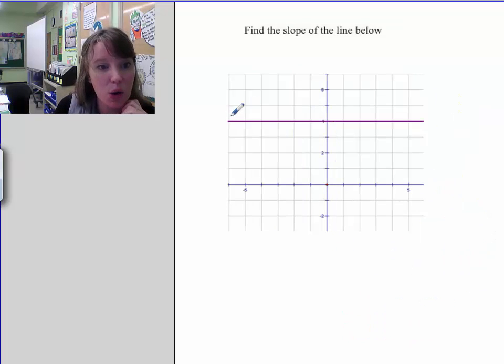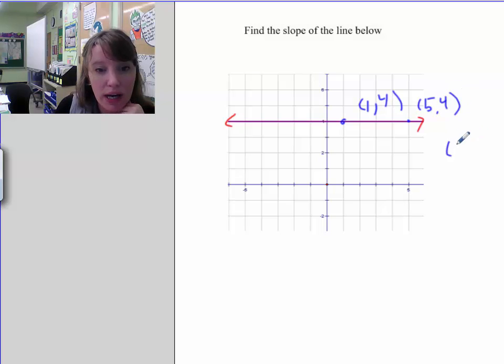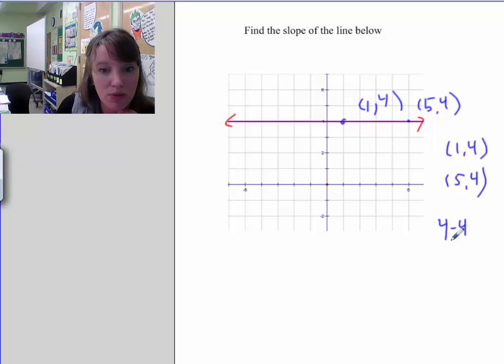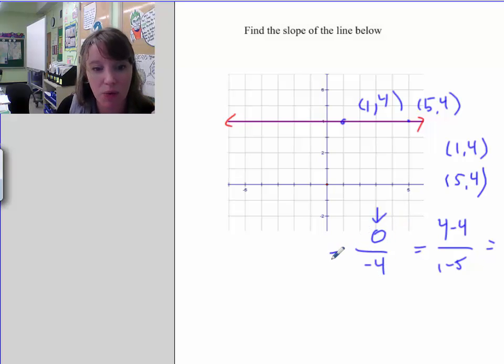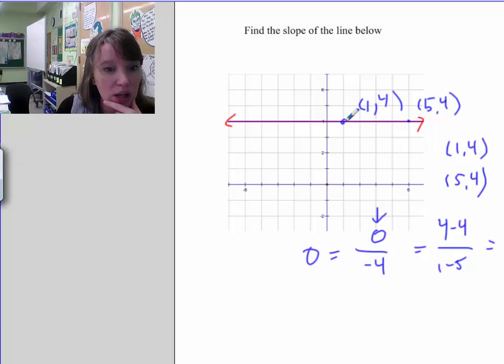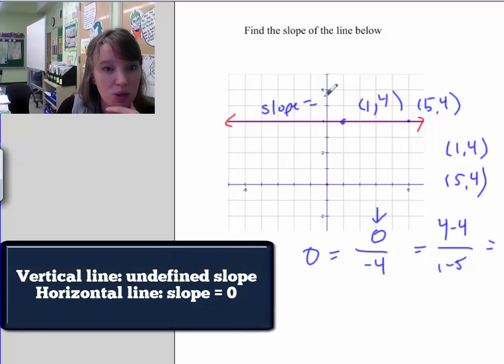Okay, if I find the slope of a horizontal line, I'm going to get something a little different. So right here, this point is 1, comma 4, and this point is 5, comma 4. So if I line them up vertically, 1, 4, and 5, 4, and I use my slope formula, the top is going to be 4 minus 4, and the bottom is going to be 1 minus 5. So it's going to be 0 over negative 4. Well, if 0 is in the numerator, that's totally fine. 0 divided by negative 4 is 0. So a horizontal line has a slope that's equal to 0.